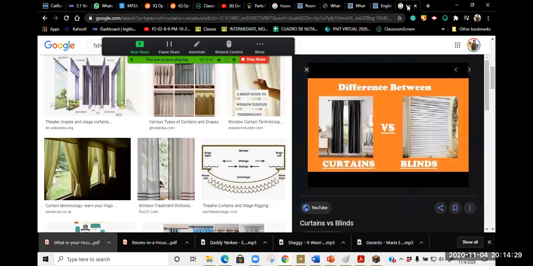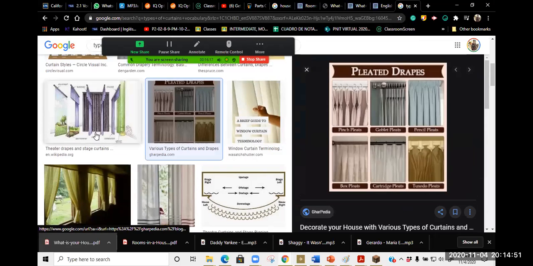Teacher. Yes. Where is the difference between curtains and drapes? Drapes son las blackouts, las que no ves en el día. Parece como que estuviera oscurito. Y las otras solo son de decoración. Okay, thank you. Let me see if I find another one.